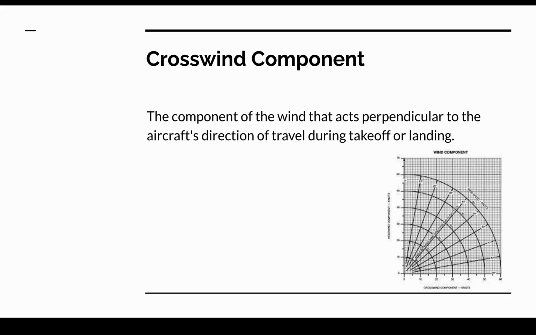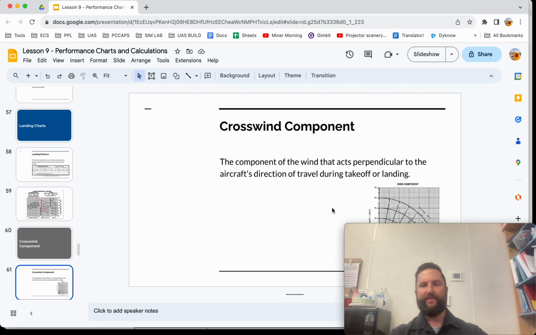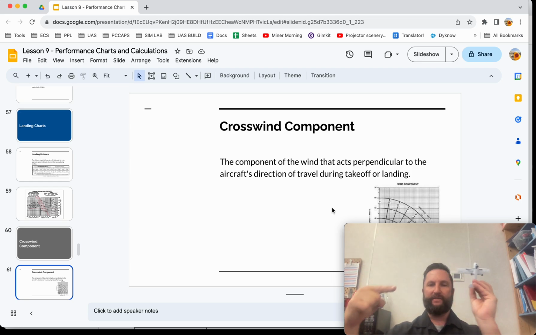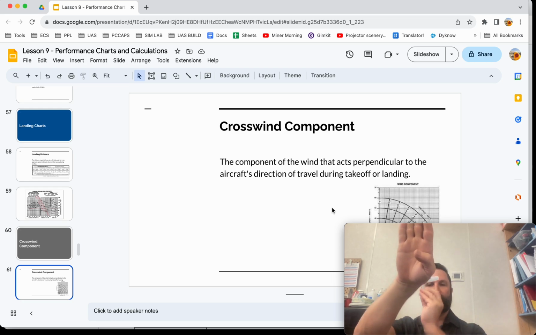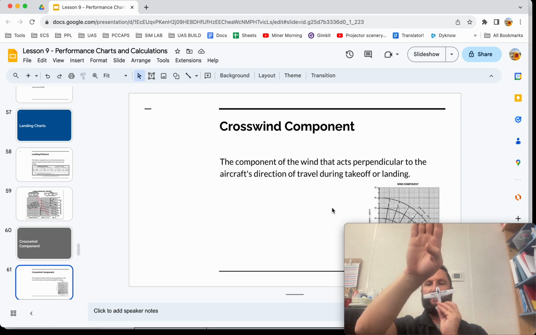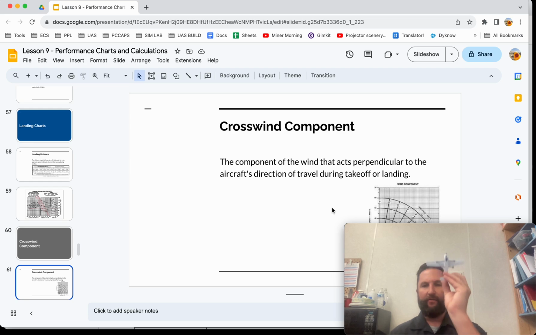All right, crosswind component. So you may have heard of a crosswind, but the crosswind component is the component of the wind that acts perpendicular to the aircraft's direction of travel during takeoff and landing. There's a lot of big words in there, so we're going to talk about that. But as you're coming into land, if there's a direct crosswind, the plane's going to try to get pushed off the runway. So I'm trying to land on this runway, right? And, oh, sorry, my hands are backwards. And I keep getting pushed off that runway one way or the other. I want to be on the center line of that runway.